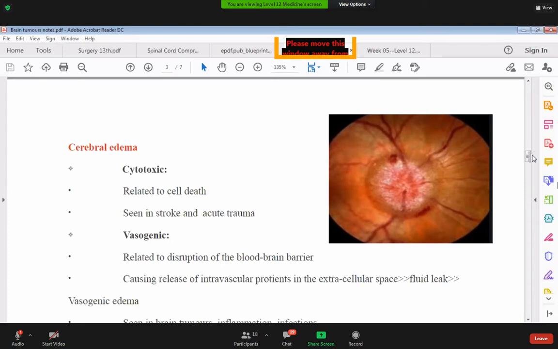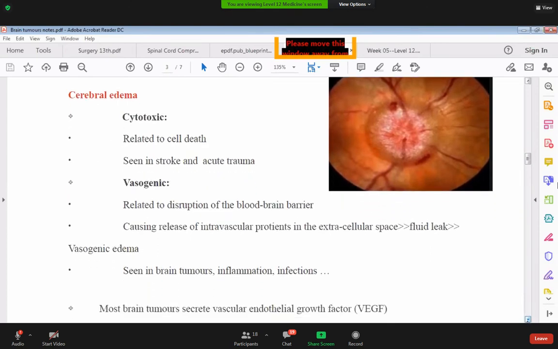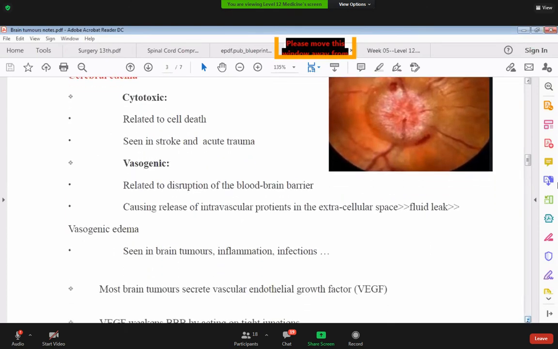and because of the extravasation of the fluid into the extracellular space, or the fluid leak, that causes the cerebral edema because of the vasogenic reason. So the vasogenic edema is seen in brain tumors. It can be seen in inflammation and infection. So brain tumor is not the only cause of vasogenic edema, cerebral edema.